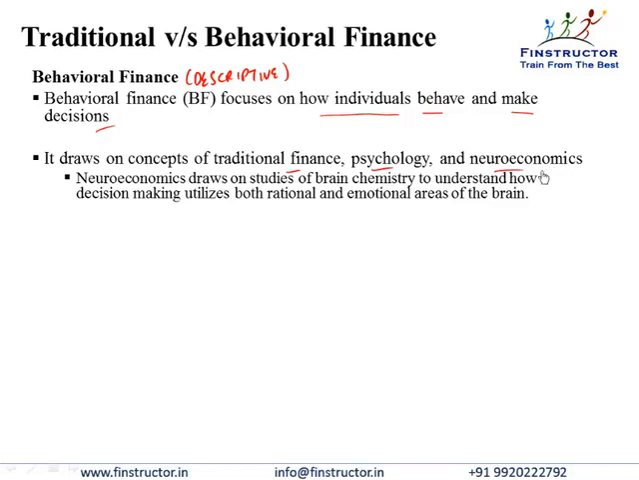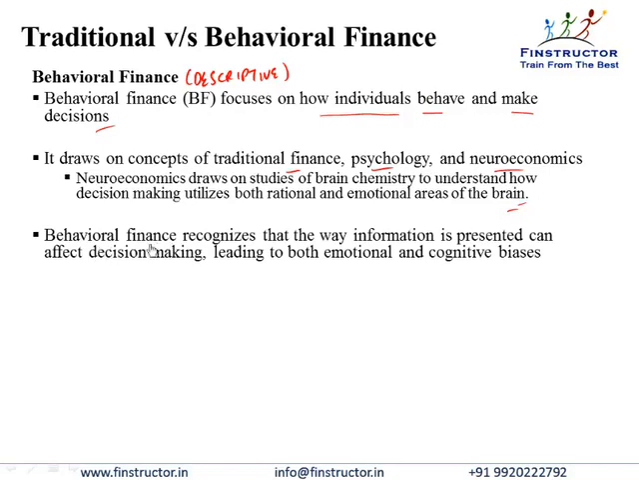Now the curriculum has a whole reading on neuroeconomics. You can skip the reading. Just know that neuroeconomics draws on the studies of brain chemistry to understand how decision making utilizes both rational and emotional areas of the brain. So they actually study some chemicals that the brain releases, which is why people in good moods act differently. When people are in a bad mood, they act differently. Knowing this much about neuroeconomics is enough from the perspective of the exam.